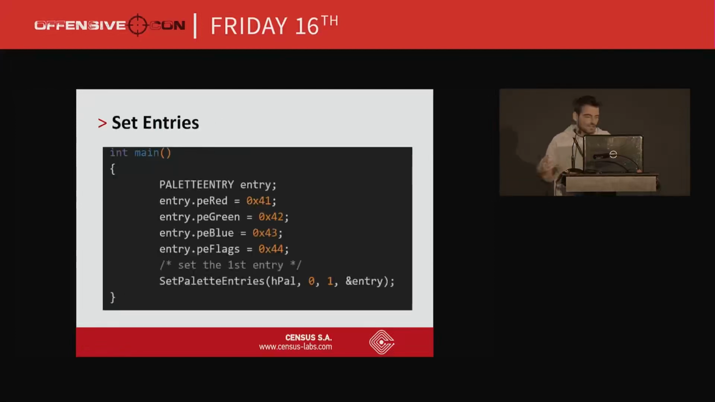Likewise, in order to set a palette entry from user space, first we set up the palette entry data structure, and then we call set palette entries with the handle of the palette, the number of palette entries we are going to set, and the data structure of the entry. As I said earlier, this function is going to write the entry that we have provided from user space to the palette, to the pal color pointer of the palette, right?